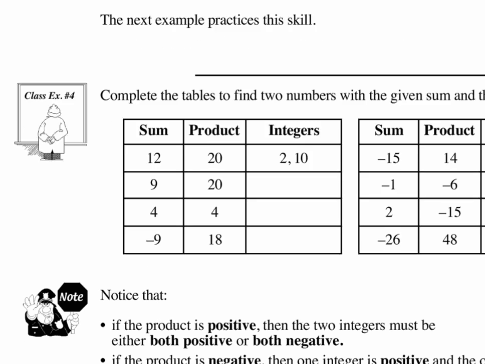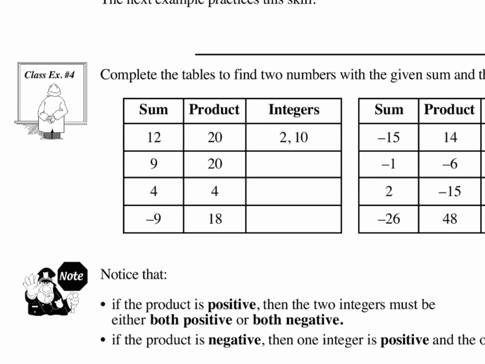So if I have, say, 12 and 20, I want two numbers that sum to 12 and product to 20. So 2 and 10, would you agree? 2 plus 10 equals 12? Yes. Is 2 times 10 equal to 20? Yeah. Okay, how about 9? Sums to 9 and product to 20.